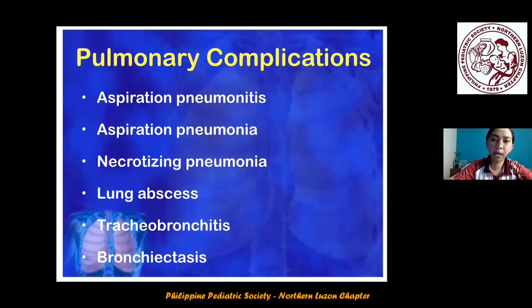So we have aspiration pneumonitis, which is a chemical injury to the lung parenchyma without a defined infectious source, while aspiration pneumonia is a bacterial infection of the lung parenchyma due to inhalation of infectious material. In more severe cases, there's inflammation of the lung parenchyma progressing to necrosis, cavitation, and abscess formation. Tracheobronchitis refers to a non-specific inflammation of the airway, and it may be infectious or non-infectious.